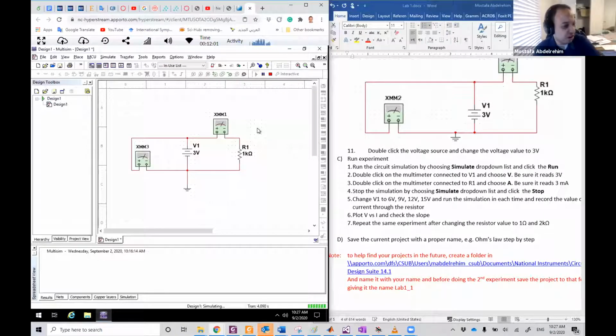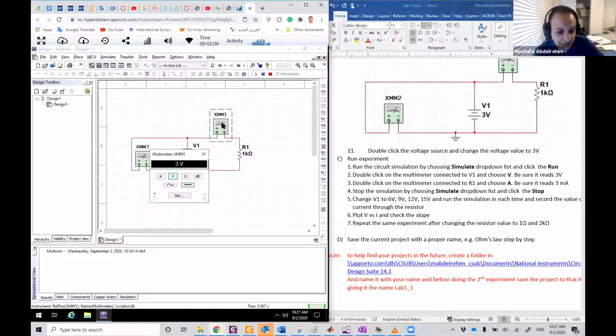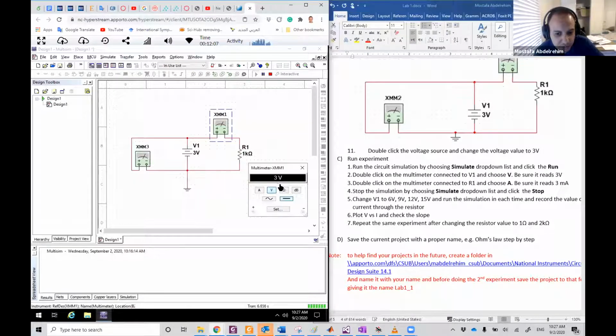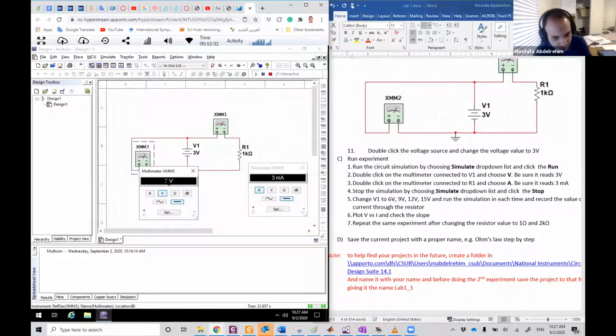Okay, so now the circuit is running. If we click on the multimeter, we should see the current, 3 milliamperes. Of course, this is an ammeter, so I set it to ammeter using A, and we are measuring DC. And this is a voltmeter, by default, so just double click. It's measuring 3 volts. Okay, good. So now we have 1 point in our curve: at 3 volts, we have 3 milliamps.